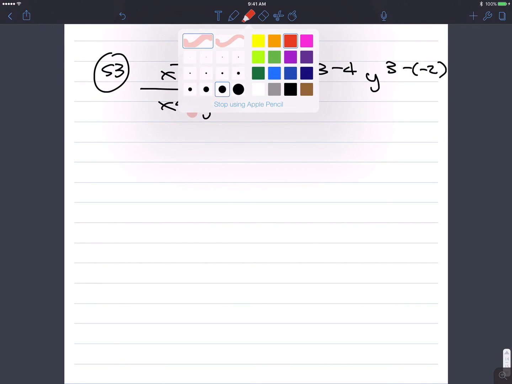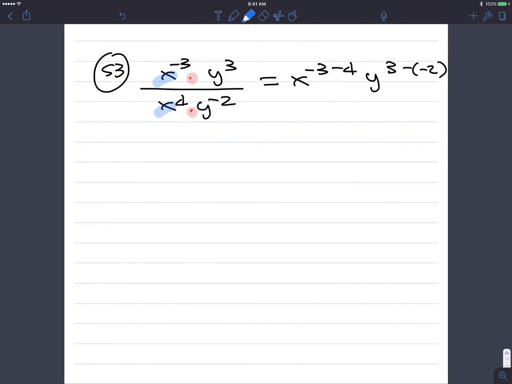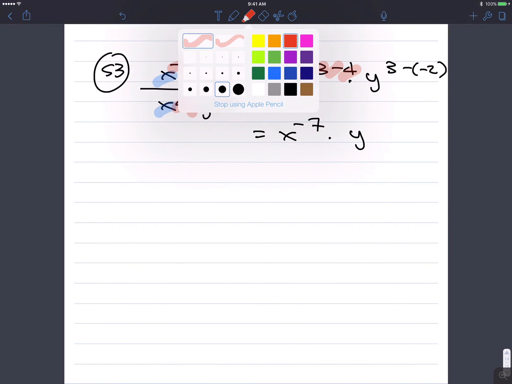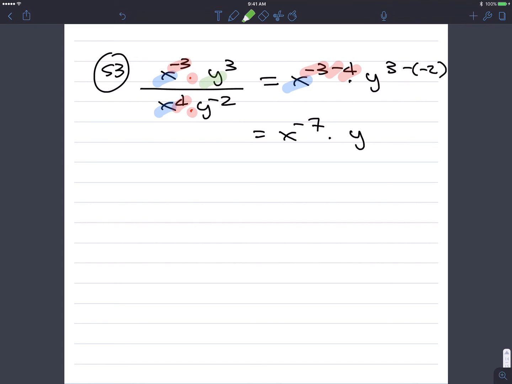Okay? Let's go back and see why. Same base, we're dividing. Keep the base. Here's my power -3. You're going to subtract 4 now. There's the 4. This gives us x to the -7th power. Now for y, here's your y. Notice base y, same base. Keep the y. Like in the first case, you kept the base x.